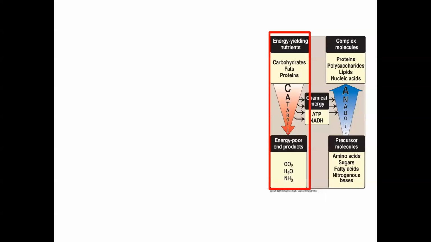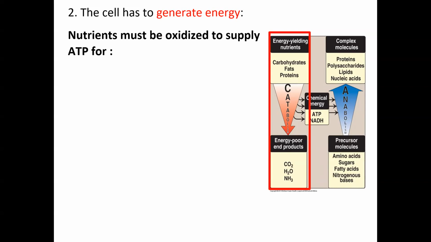So we said anabolism is needed to make large molecules from smaller one, but what is the other part of the metabolic reactions that take place inside the cell? These are the catabolic pathways. So what happens in catabolic pathways? The cell will break large molecules into smaller ones in order to generate what? Energy. Okay, so the cell has to generate energy, and how the cell will obtain energy? We're not going to feed the cell with a spoon, no. Nutrients will be oxidized to supply ATP.